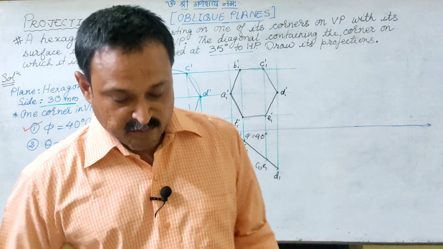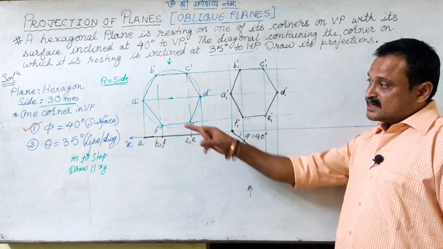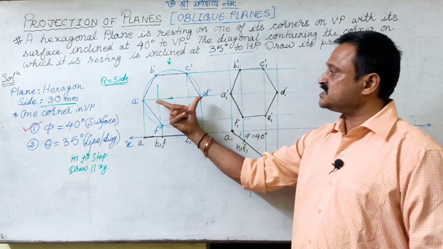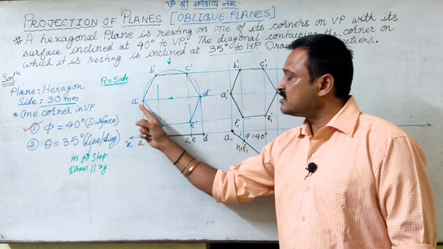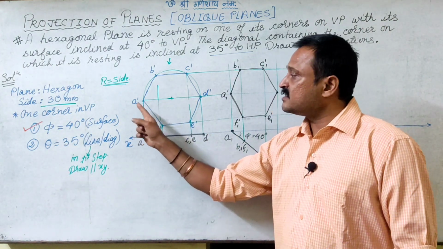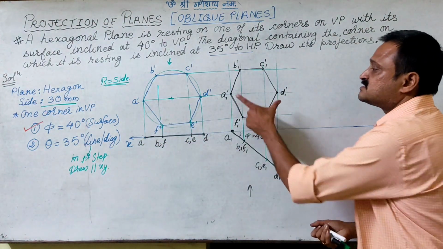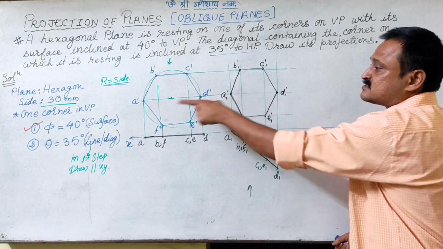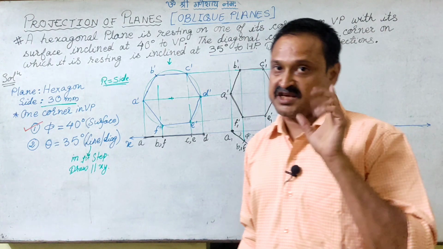So now we have to put in the second condition, that is theta, the inclination of the diagonal on which it is resting. Now it is resting on the diagonal or on the corner A, and the diagonal through A is AD. So that means this is under consideration. So this diagonal AD is supposed to be inclined at 35 degrees to HP.